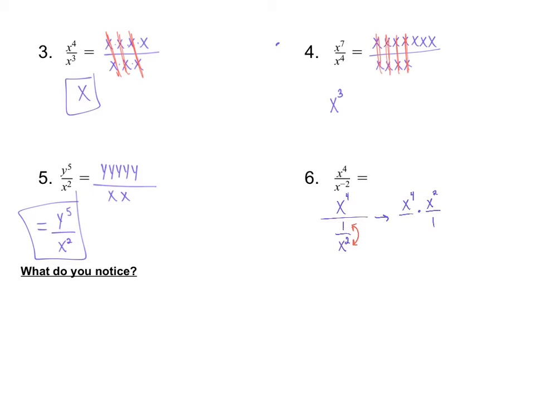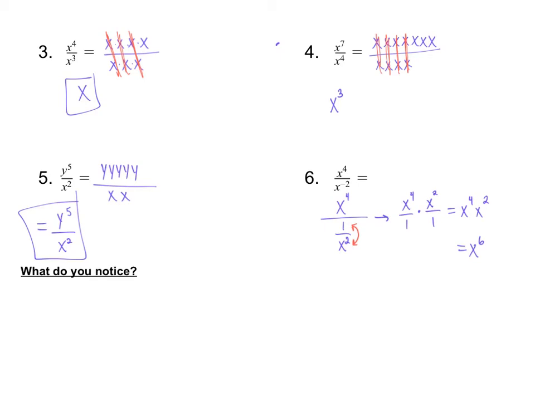I could also write this as x to the 4th over 1. And so now we can really see we just have x to the 4th times x squared. So what I could do is add these exponents to get me x to the 6th.